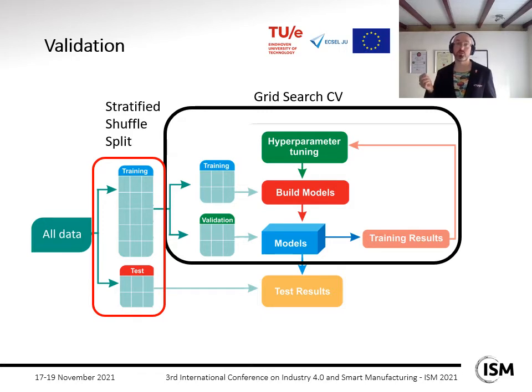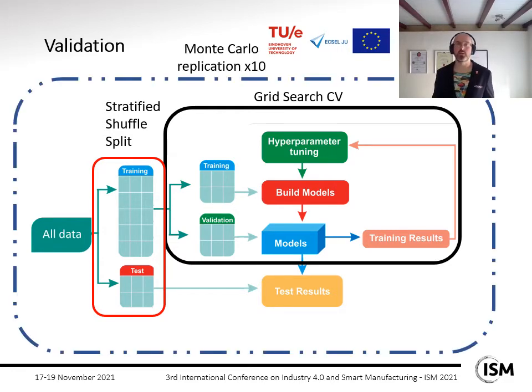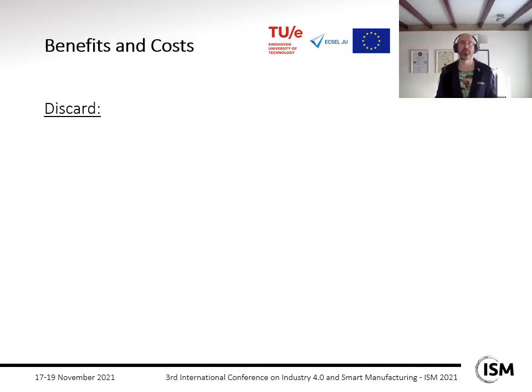Of course, those test results are highly dependent on this first split in training and test set. So to ensure that we looked at how stable the results were and how reliant those were on the first split, we did a Monte Carlo replication. So we did this entire process 10 times for different training and test set splits.